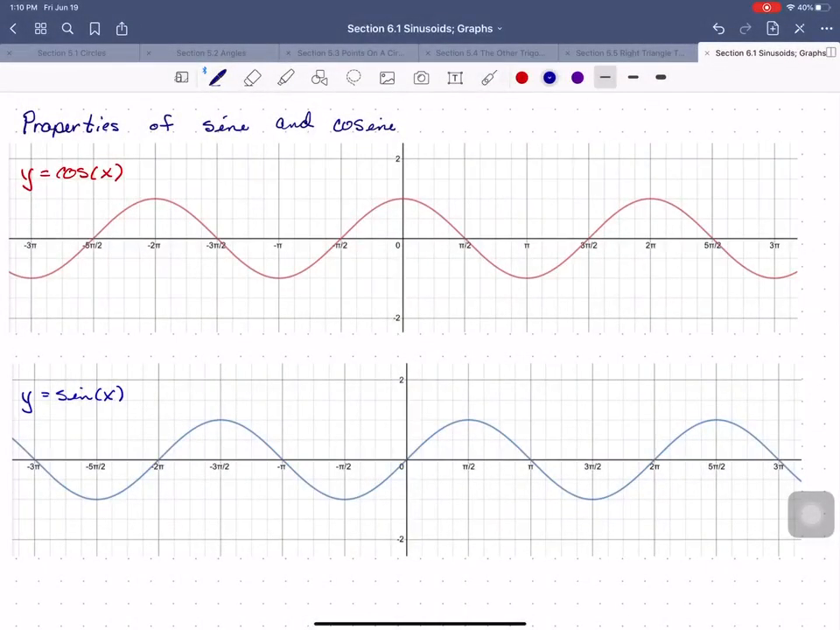Hi, welcome back. So I've got here on my screen the graphs of cosine and sine. And what I want to do is talk you through some terminology.